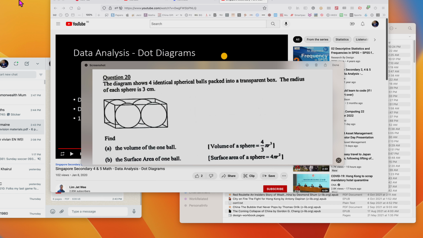Just use your calculator and just get it. Just punch everything into your calculator and read it. So I think the instruction is 3 significant figures, right? Am I right? Yeah. So you get it into 3 significant figures. So over here they want 1 ball. If they want 4, you just times 4. Does it make sense? Then what about the surface area? Continue to use the formula.